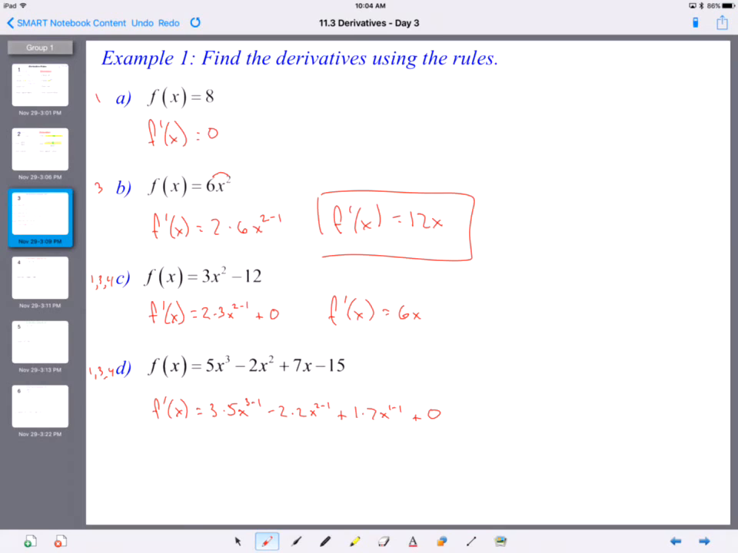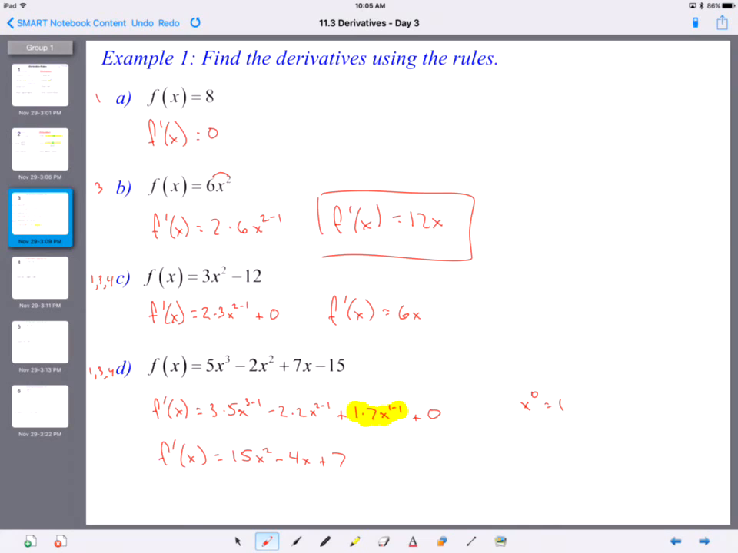So once again, I'm writing all this out for the first time. Once we start to learn this, we'll just go through and basically write the answer. This will be 15x to the second power minus 2 times 2 is 4, x to the first power. Now what happens right here, sometimes we get confused when it's just 7x. Well, 1 times 7 is 7, but what is x raised to the 0 power? Well, x to the 0 power is just 1, so 1 times 7 is just 7. 7x to the 0 is just 7, and then you got your plus 0 on the end here.